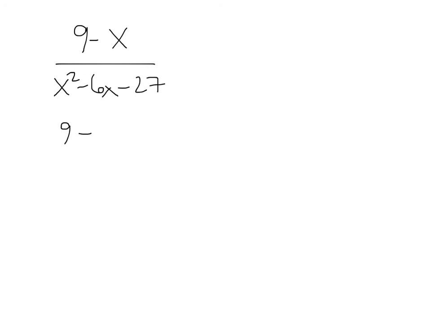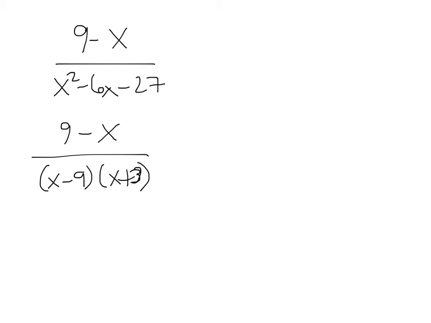This last example is a little bit trickier. Say I start out with 9 minus x over x squared minus 6x minus 27. Well, I can factor that denominator into x minus 9 times x plus 3. And now some of you might be thinking, ooh, I could just cancel the 9 minus x and the x minus 9. That's the same thing.